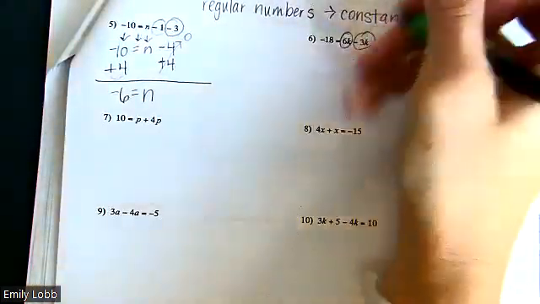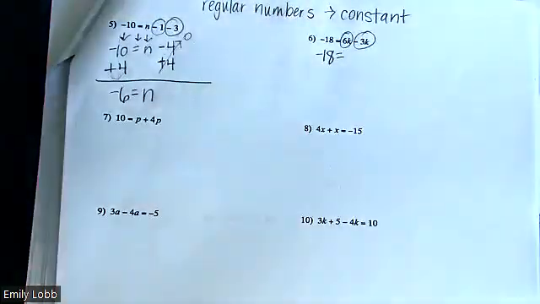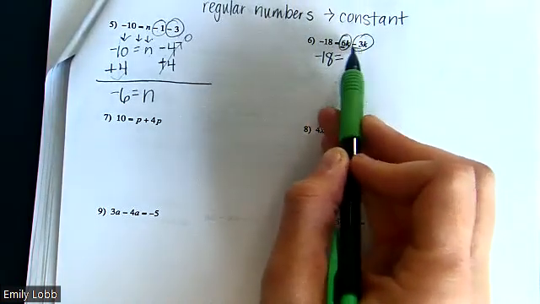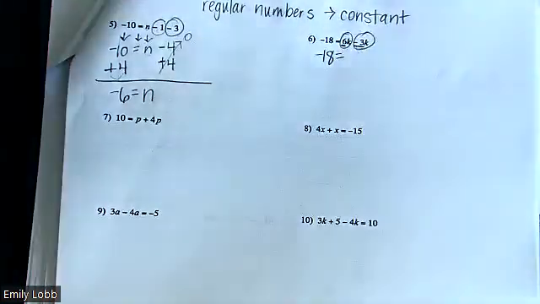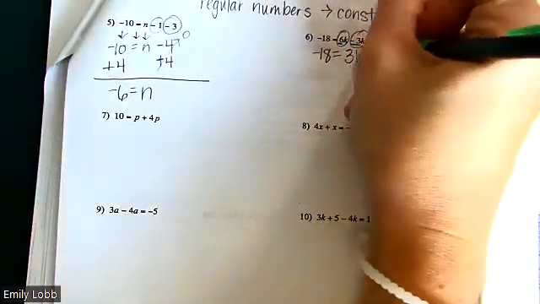6k and -3k. So I'm bringing down my -18. I'm bringing down my equal sign. I'm looking at my coefficients. I have a 6 and a -3. What's 6 minus 3? 3. So I'm left with 3k.